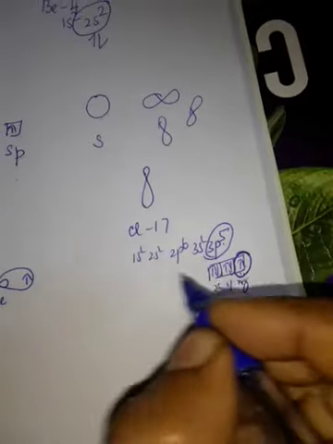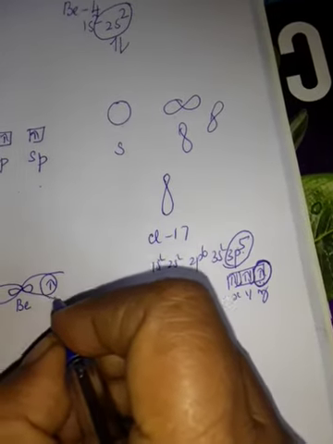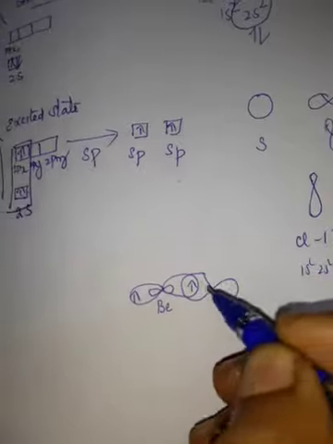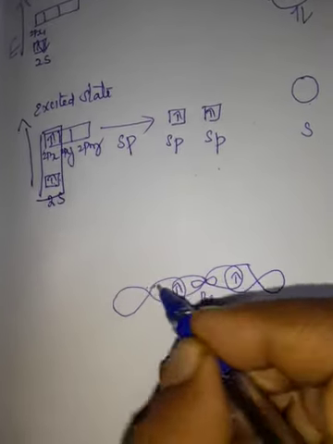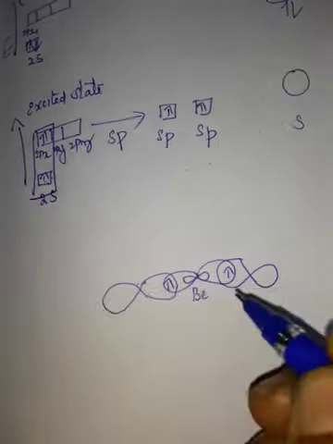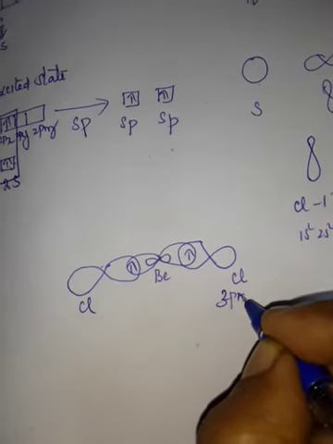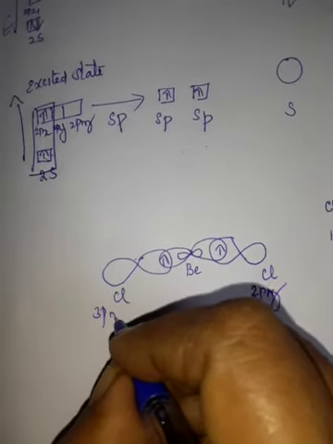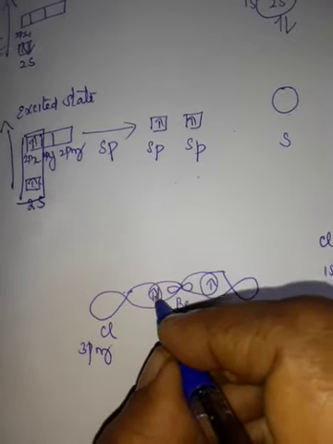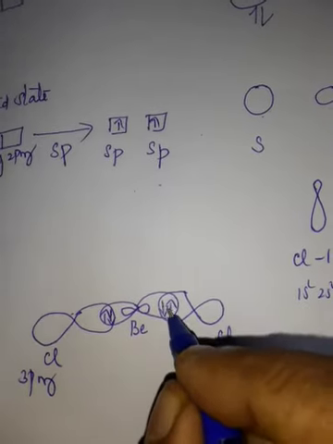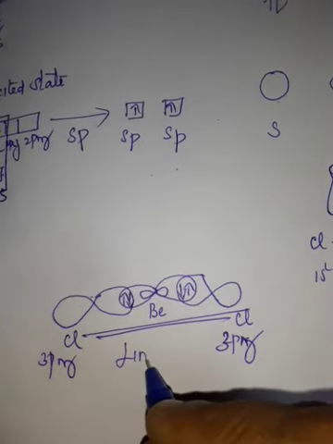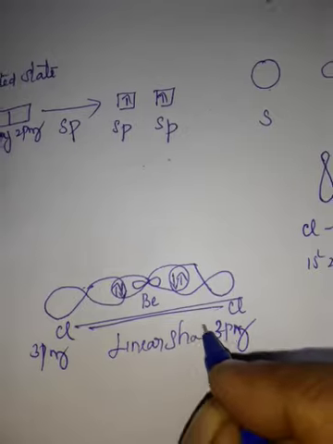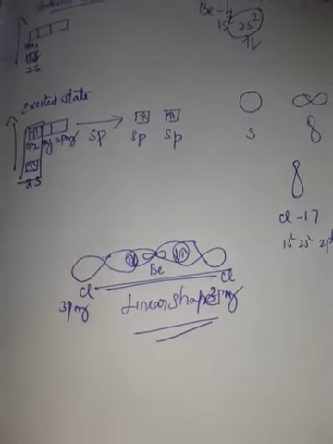So p means dumbbell shape, another p is dumbbell shape, chlorine, that is 3pz orbital. So chlorine also giving 1 electron here and 1 electron here. So this is the linear shape. This is called sp hybridization.